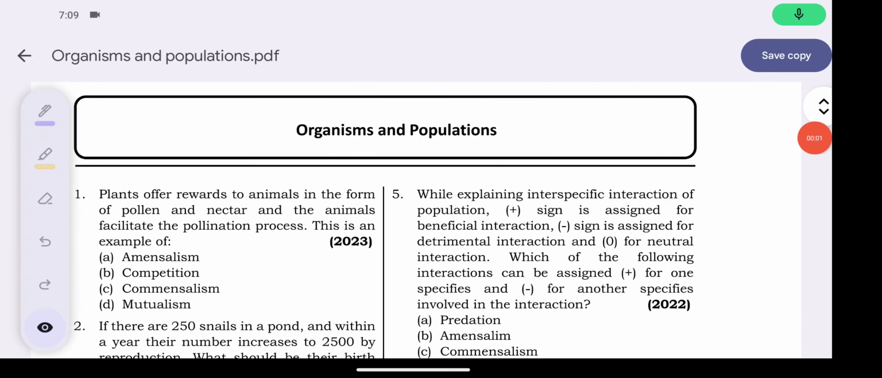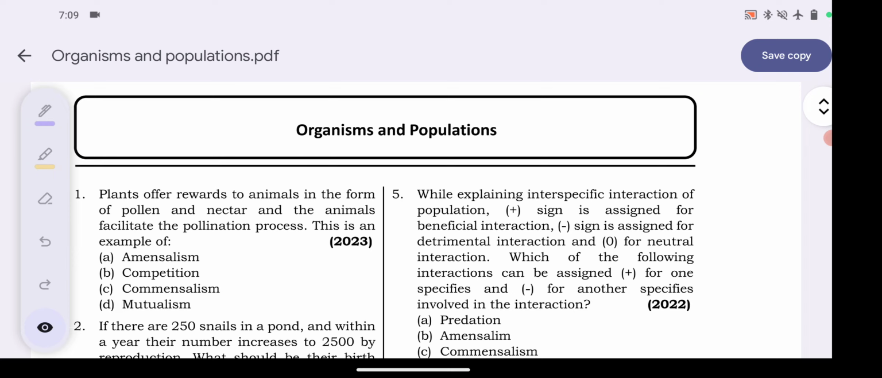Hello students, today I bring for you a new chapter, Organisms and Populations. In this chapter, we are going to solve a total of 35 questions which came in the previous NEET exams from 2013 to 2023. So, let's start the first question.